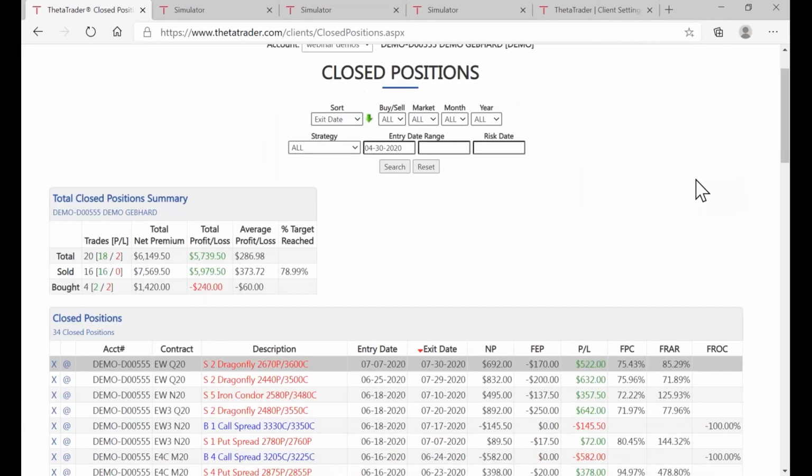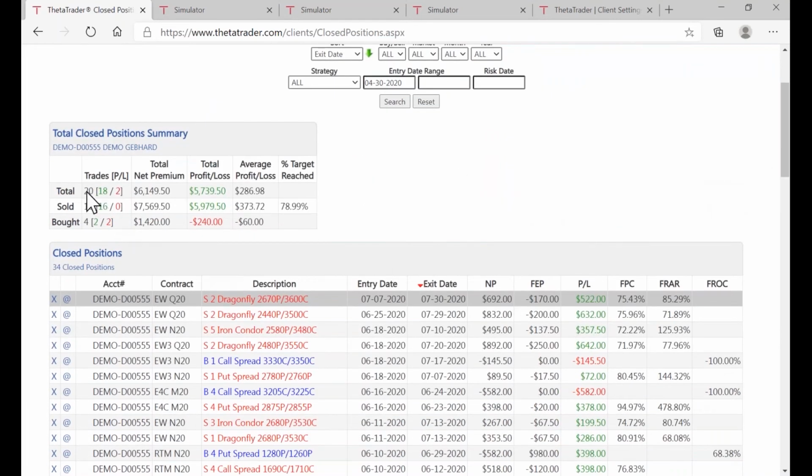And you can see in this case on the demo account, 20 trades, 18 winners, 2 losers, total profit and loss. There were 16 short option spreads, and they were all winners. That's what high probability outcomes are, right? So in this case, these worked out.